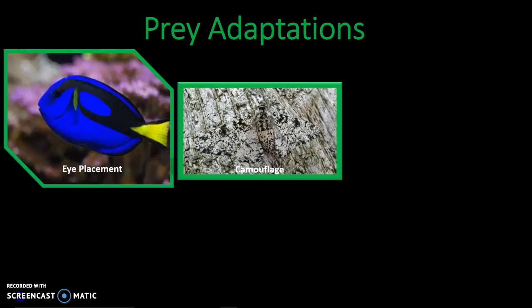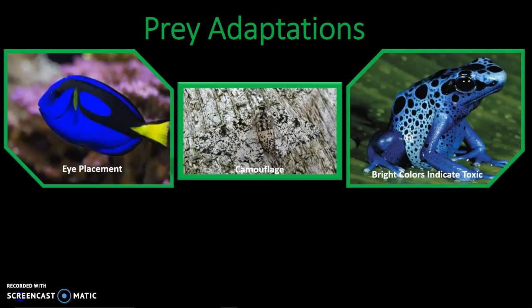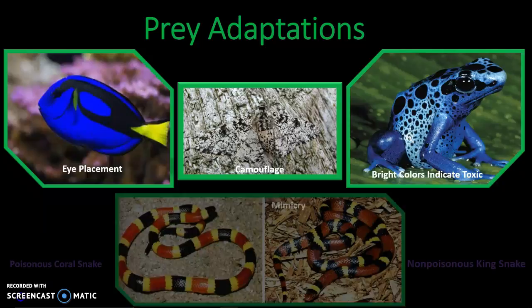Some adaptations will overlap. So we'll see camouflage in both predator and prey. In this case, this is a peppered moth blending into the bark of a tree using camouflage. Sometimes prey will use bright colors to indicate that they're toxic. For instance, this frog will have a toxin that's on its skin. If a predator comes in contact with that toxin, it could be very detrimental.